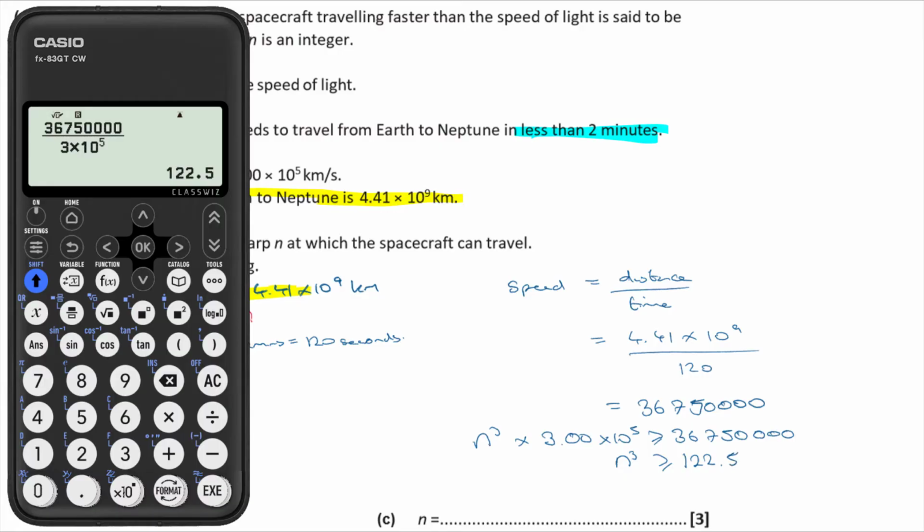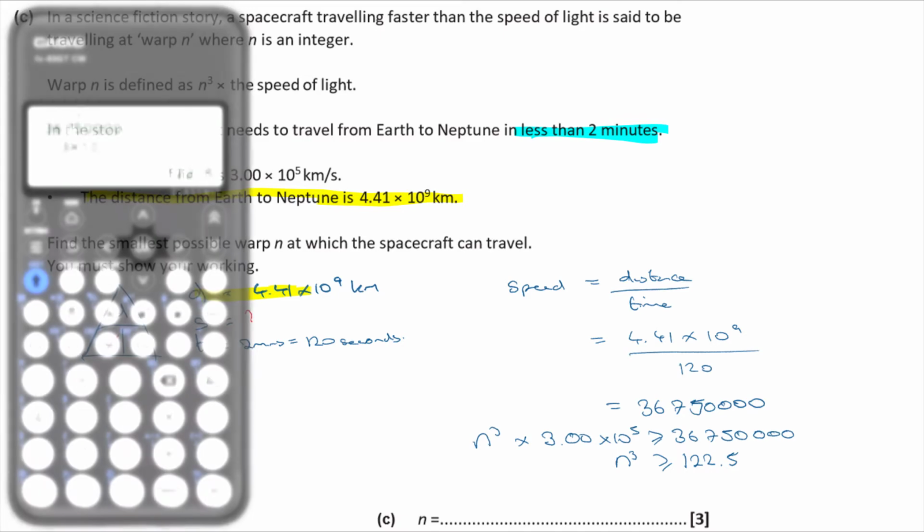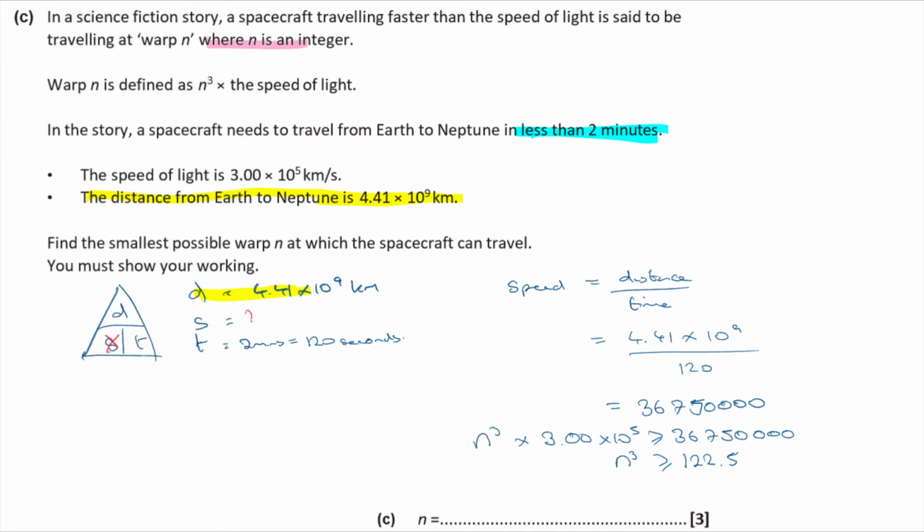122.5. Okay, so then if n is a whole number, as an integer, it does say n is an integer up here. So which whole number, which integer has a cube which is slightly more than 122? Well, I know that 5 cubed is 125, so therefore n is going to have to be greater than or equal to 5, I guess, isn't it? Because it can't be a decimal, so I'm going to say it's going to be equal to 5.